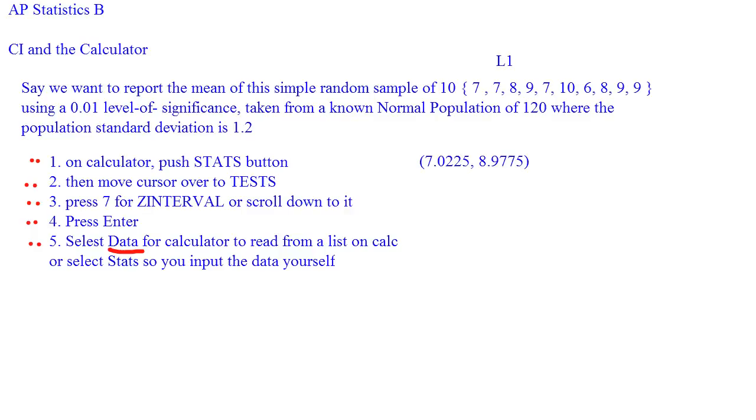In this case, you do need to read into it that if we want a 0.01, we want the C-level to be 0.99.